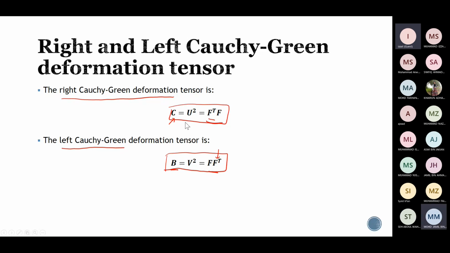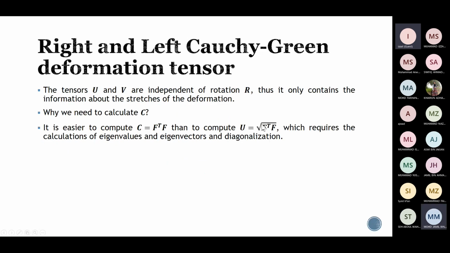Okay, so now you need to know that there are two new deformation tensors, the right and the left Cauchy-Green deformation tensor. So why do we need this? We have the tensors U and V that are independent of rotation. So just now we know that the deformation gradient F can be decomposed into two tensors, one rotation and one stretch. So now the stretch tensor here is pure stretch. Okay, dia tak ada rotation dalam tu. So the tensors U and V are independent of rotation R, and they only contain the information about the stretch. Okay, U dan V ni dia describe stretch saja, dia tak ada melibatkan rotation.